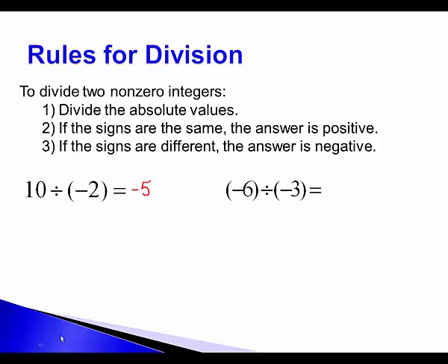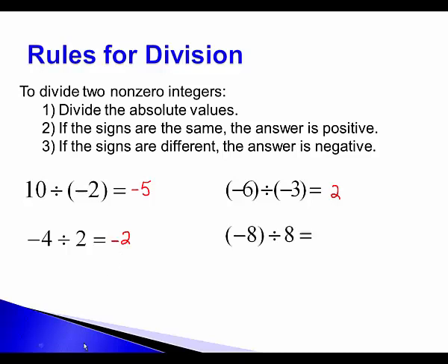Now we have negative 6 divided by negative 3. We do the division once again. 6 divided by 3 is 2. And this time, because the signs are the same, the answer is positive. If we look at this one, we have 4 divided by 2. The number part is 2. And because the signs are opposite, the answer is negative.